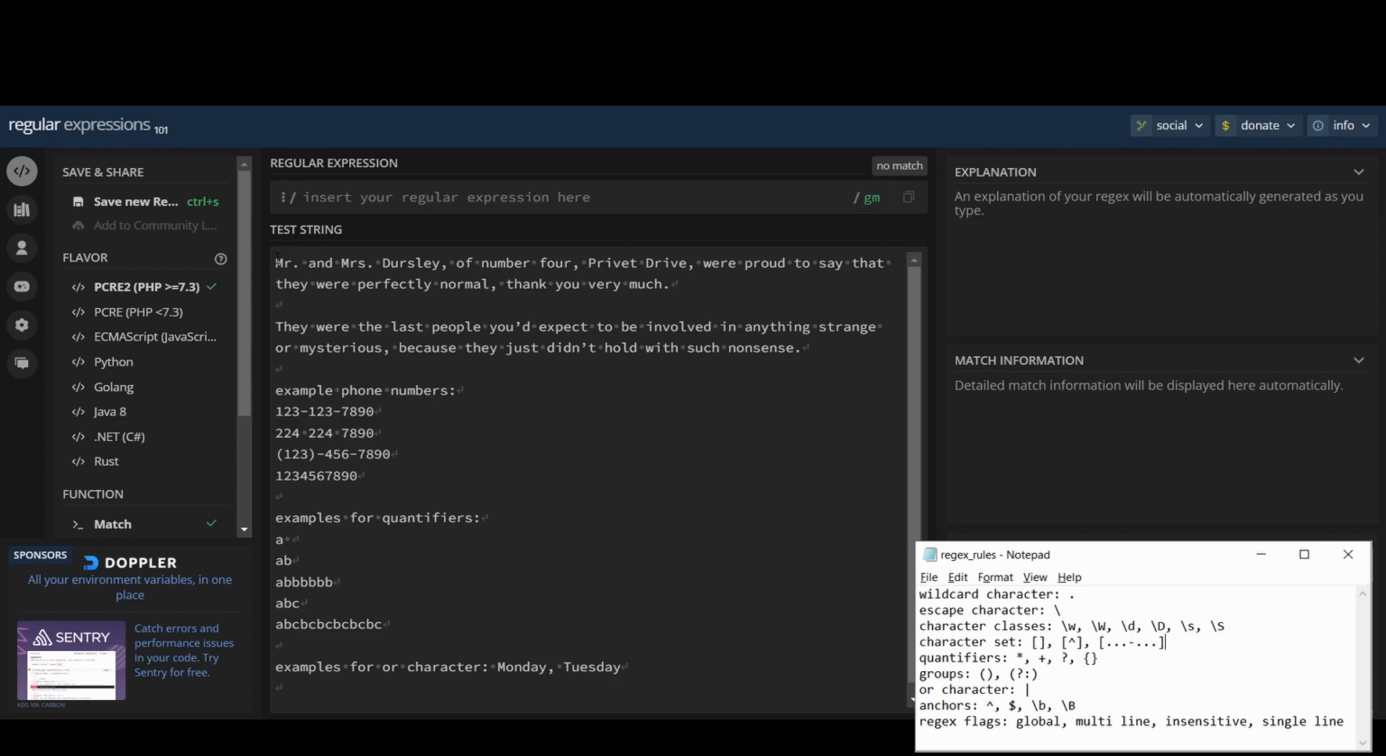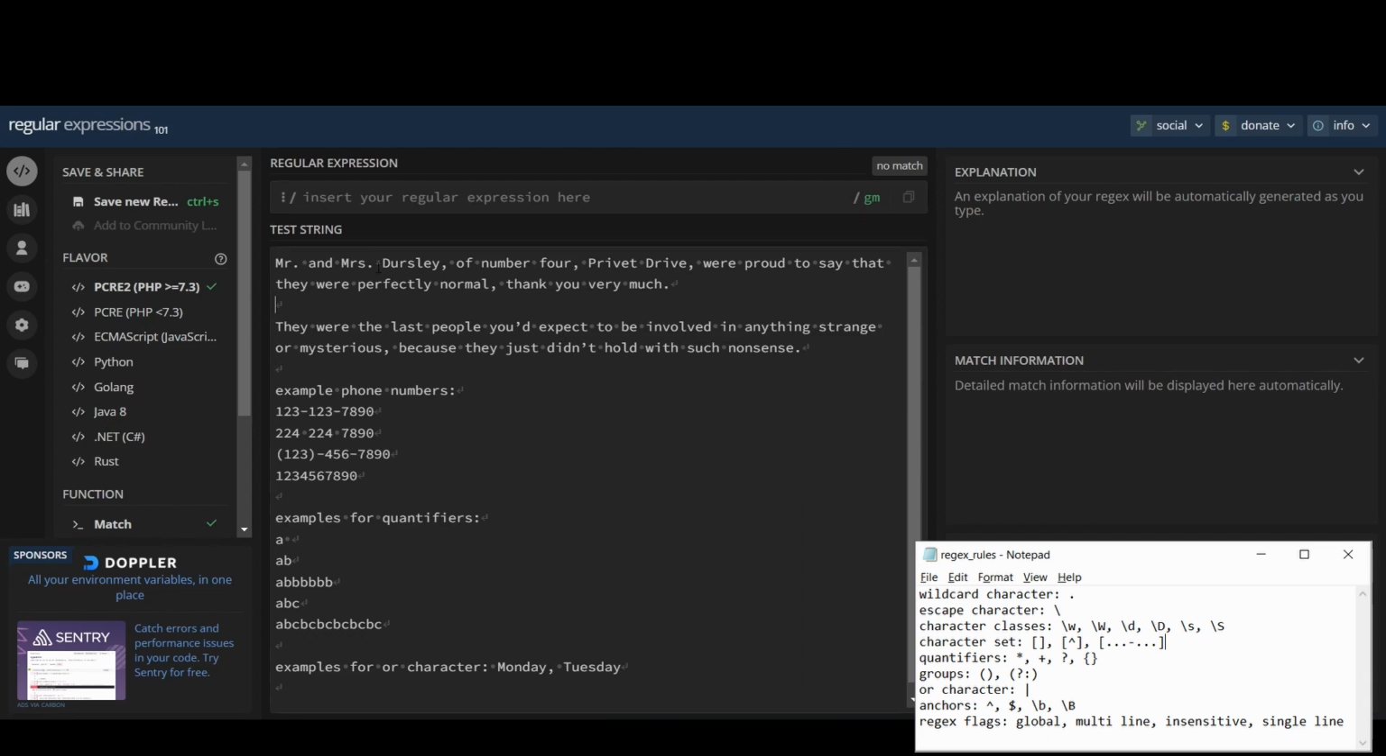Under these test string sections, this is where we are going to enter the text that we want to search through. As you can see, I'm pasting the first two sentences of the Harry Potter novel. I also have a section of phone numbers that will help us to understand how to search through digits using regular expression. I also have a random sections that will help us to understand how to use quantifiers. And then lastly, I have some examples that will help us to understand how to use the OR character. On the top, this is where we are going to enter the regular expressions or the patterns that we want to search through our text.